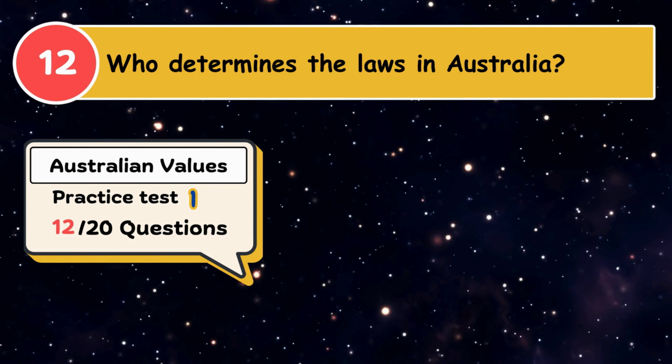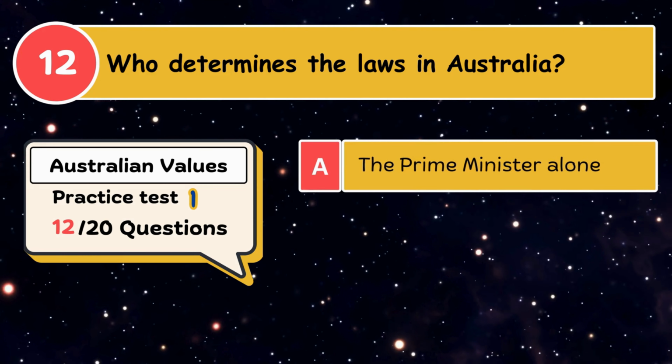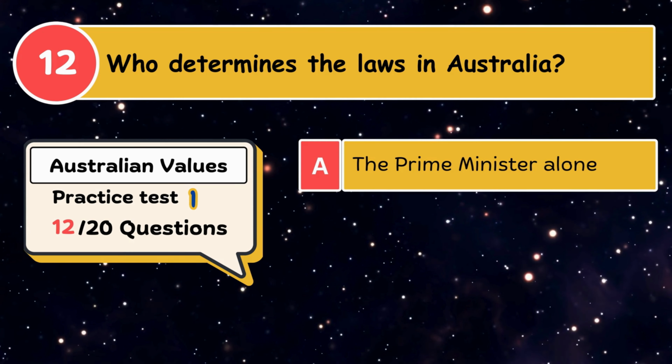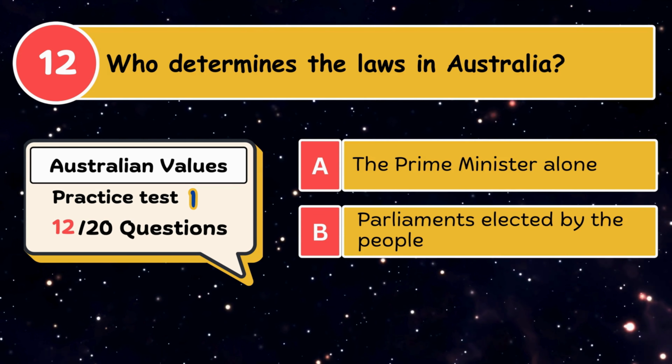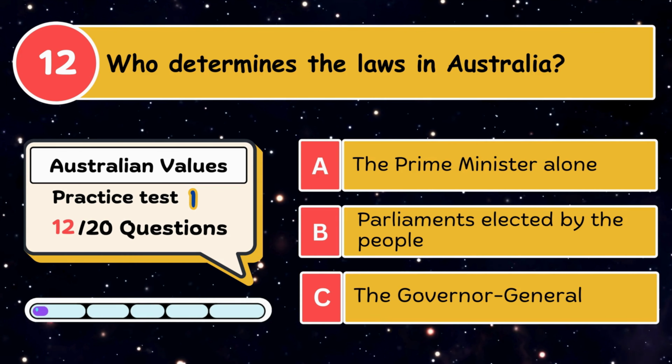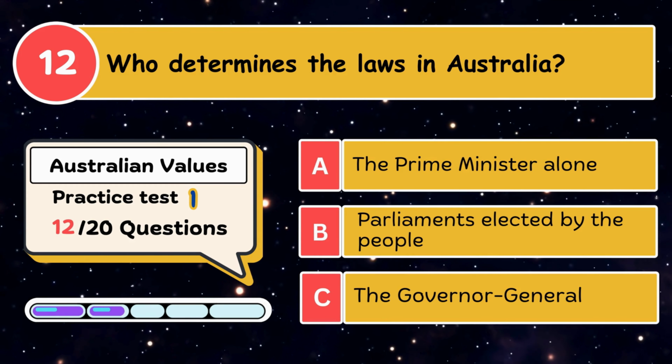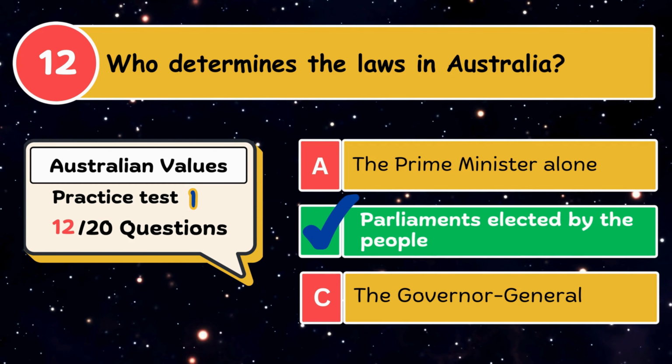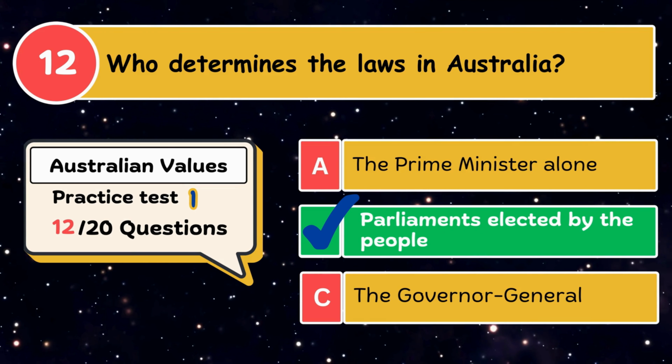Who determines the laws in Australia? A. The Prime Minister alone. B. Parliaments elected by the people. C. The Governor-General. The correct answer is parliaments elected by the people.